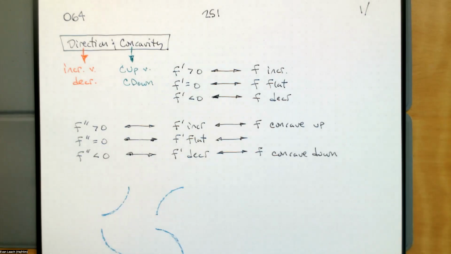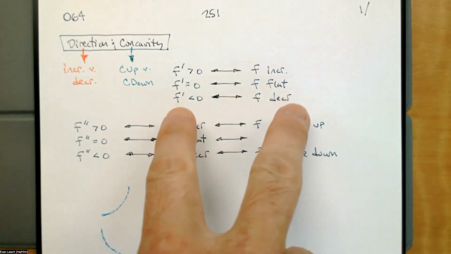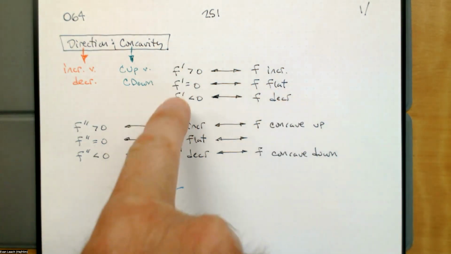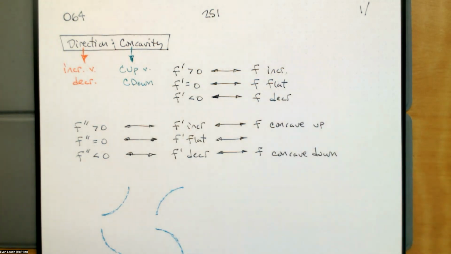Yesterday, we introduced the idea of concavity. We've already talked about the idea of direction. We know that the sign of the derivative tells us about the direction of the function. That's summarized up here in this line. If the derivative is positive, the function is increasing, the values are going up.